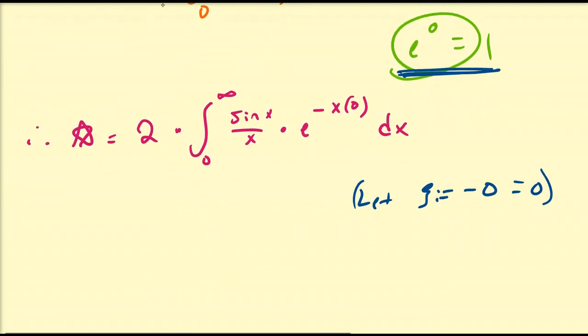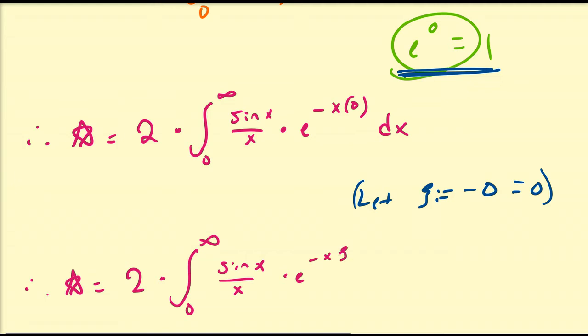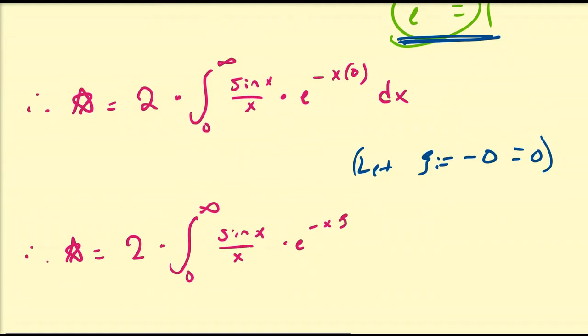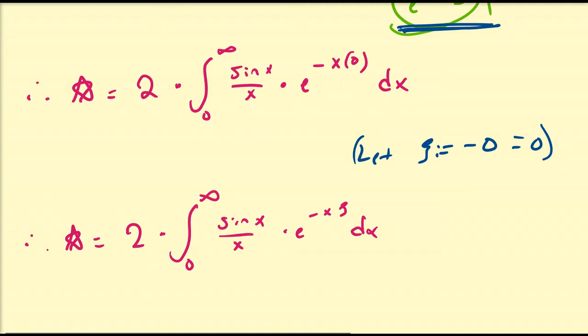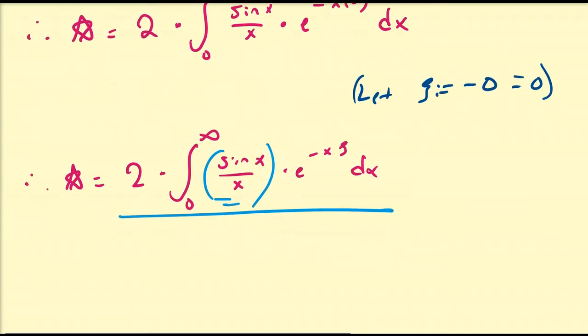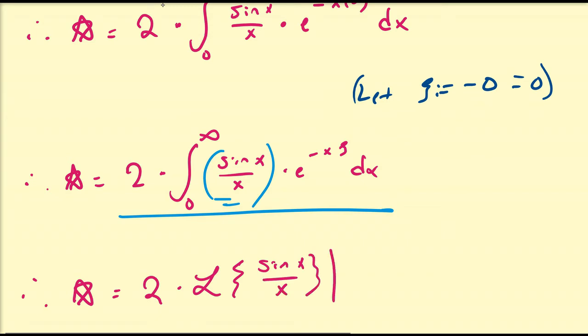So if that's true, then that means our integral star is going to be equal to 2 times the integral from 0 to infinity of sine of x over x times e to the minus x psi dx, in which we have written this as a Laplace transform of the function sine x over x. So that means star is going to be equal to 2 times the Laplace transform of sine x over x evaluated at psi equal to 0.